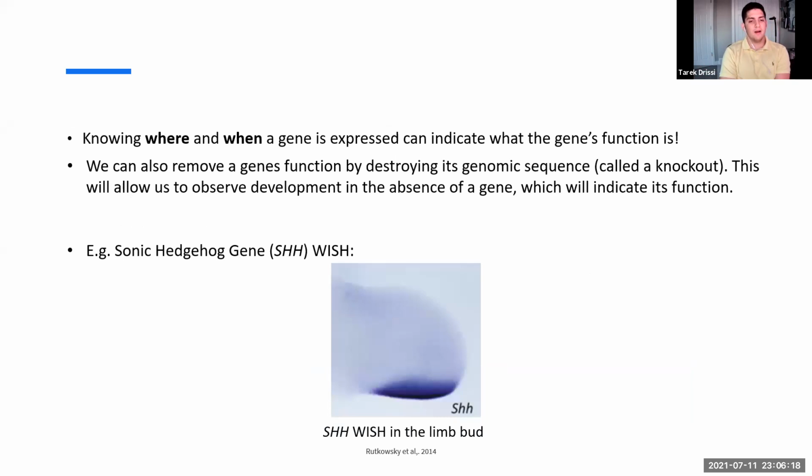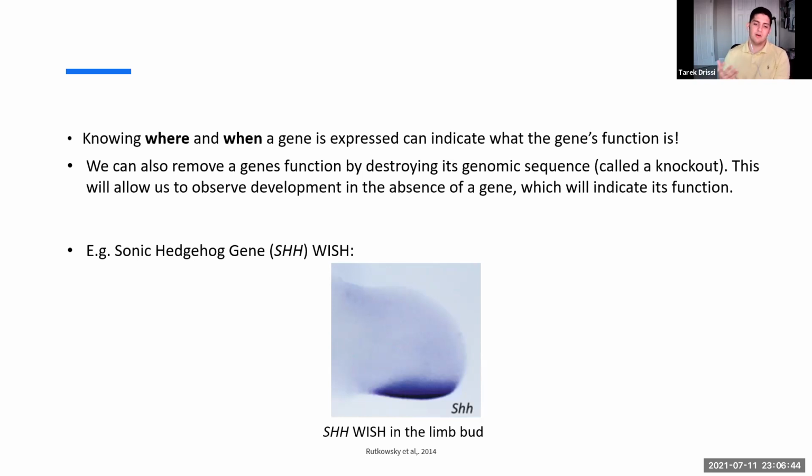So knowing where and when a gene is expressed can indicate what the gene's function is. So a gene can only function where it is actively being expressed. It can never function somewhere where it's not being expressed. So knowing where a gene is can tell us, hey, maybe there's a gene expressed in the hand, that means the gene has something to do with hand development.